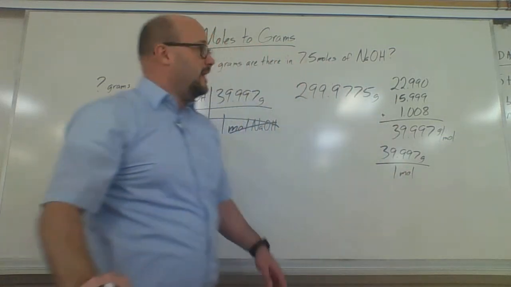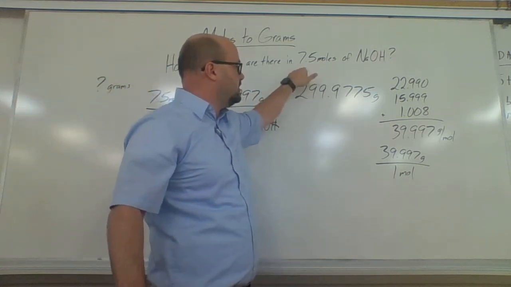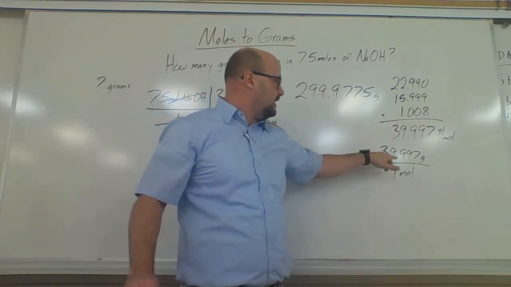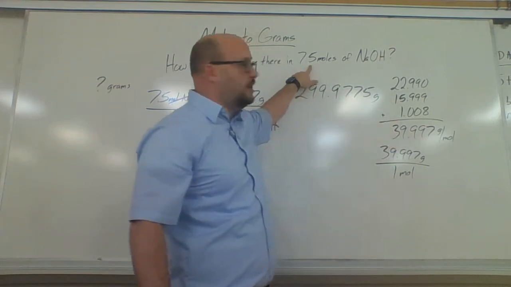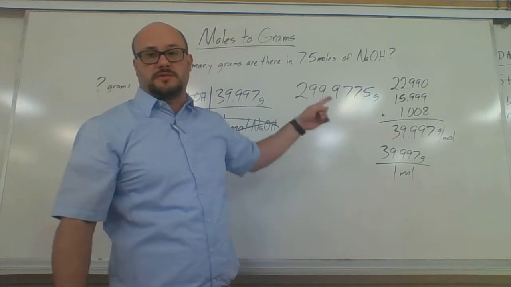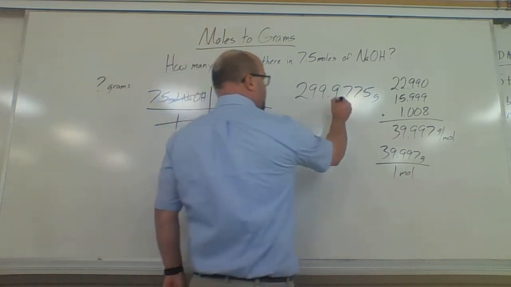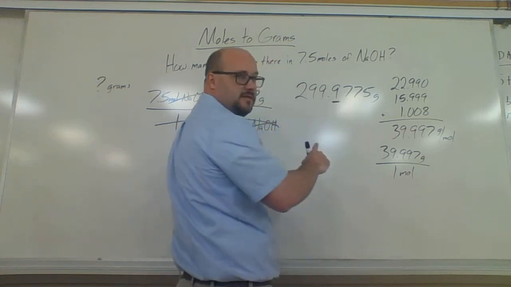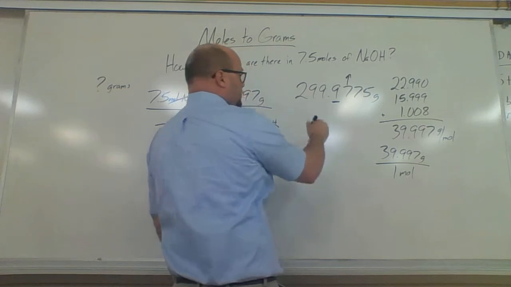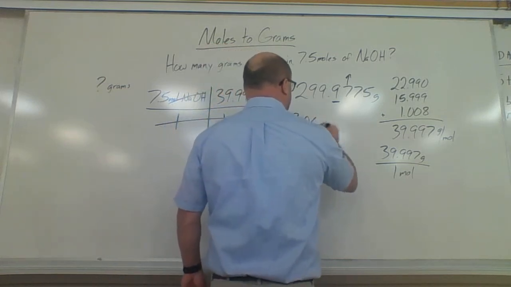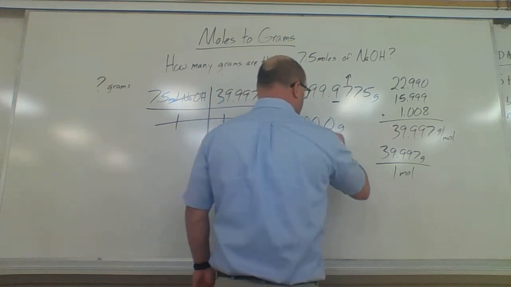In our question, we were given 7.5 moles, and we calculated 39.997. This is 3 decimal points. This is 1. You take your lowest, which is 1. We're going to round this to 1 decimal point. Put our underline here. That 7 is going to make the 9 go up, which gives us 300.0 grams of NaOH.